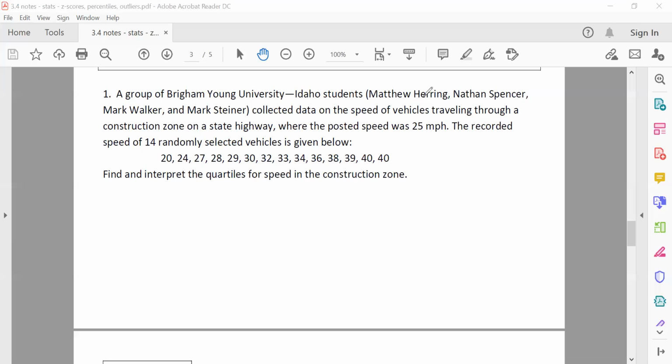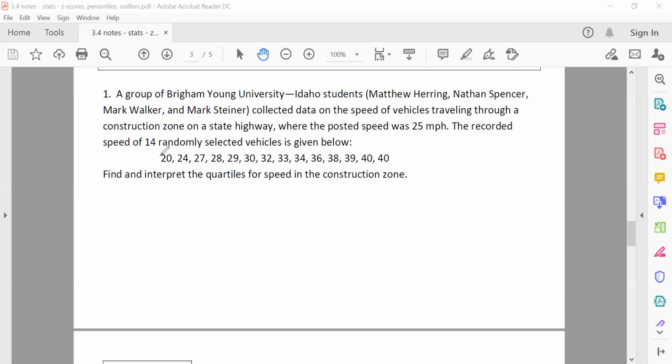So anyways, these 4 students who are ratting out other drivers in the university collected the speeds that 14 randomly selected vehicles were driving in a certain speed zone. So the data's already been put in order for you. That's awesome. But it probably wasn't collected in this order. It's very unlikely that it just so happened to be in order when they collected. They probably collected the 33 first, then the 28 mile an hour driver, then the 40, then the 24, then the 34. So the data just happens to be in order for you.